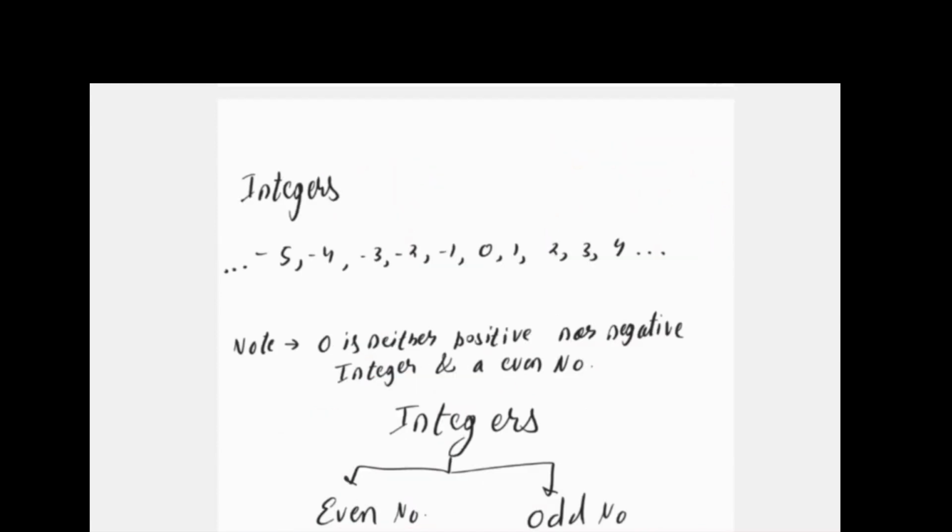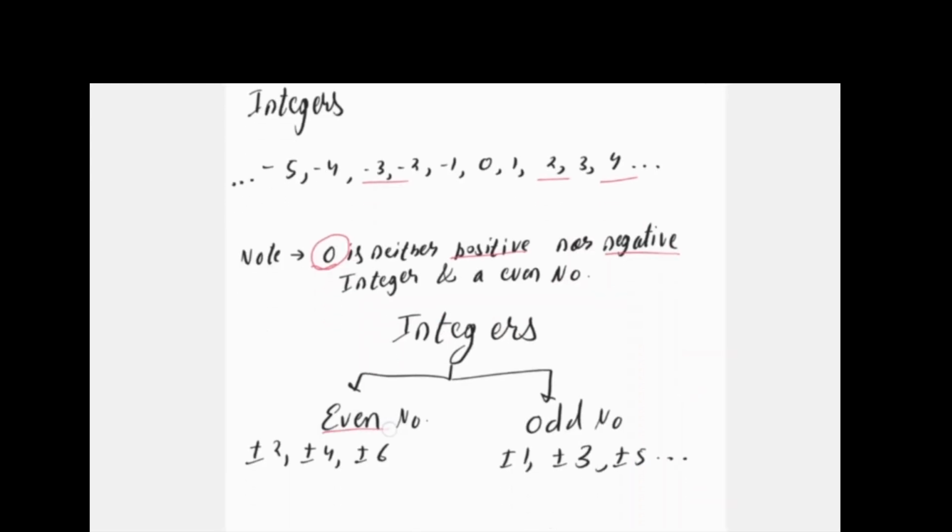Next term, integers. Integers are positive and negative whole numbers. That is, integers are nothing but whole numbers with a positive or negative sign. Minus 3, minus 2, plus 2, plus 4 are some examples of integers. Now 0 is the only integer which is neither negative nor positive. Integers are further classified into even numbers and odd numbers. Any number which is divisible by 2 is termed an even number, and a number which is not divisible by 2 is termed an odd number. And in integers, only 0 is the non-positive and non-negative even integer.